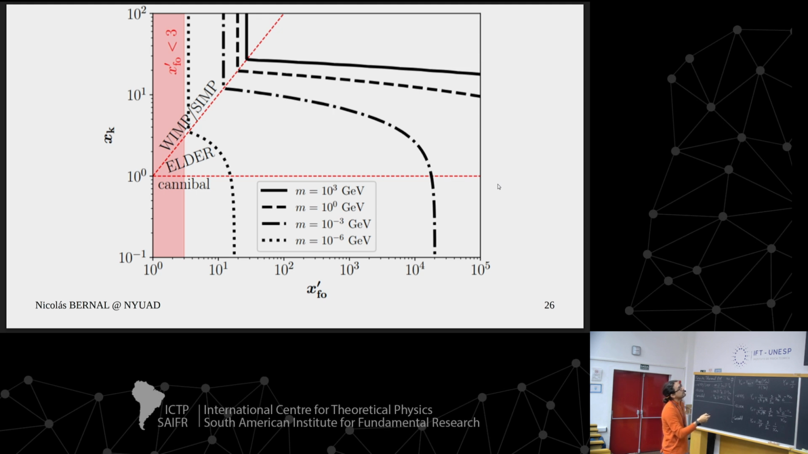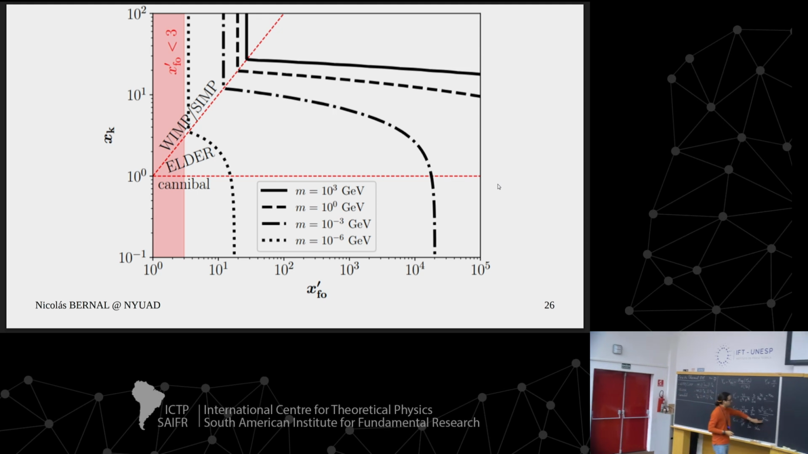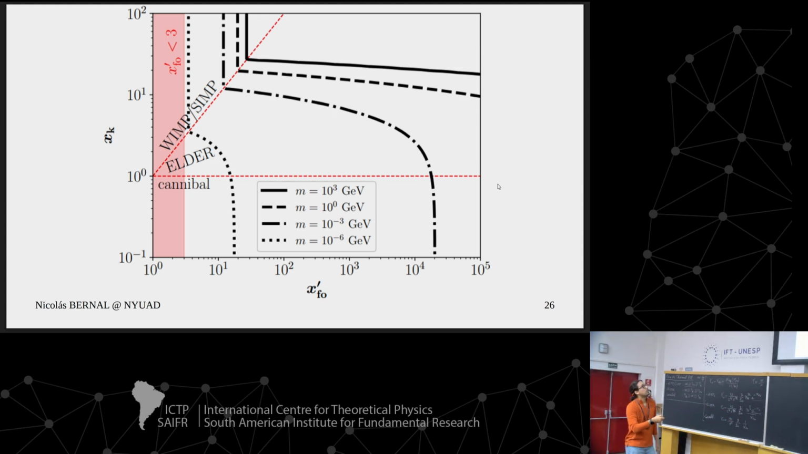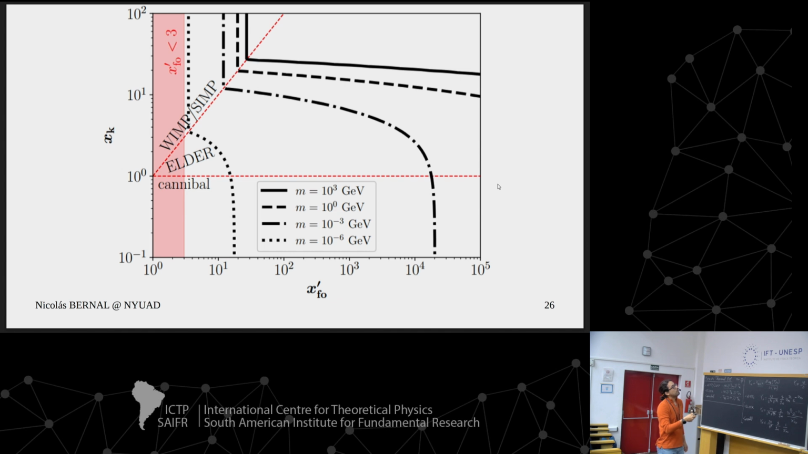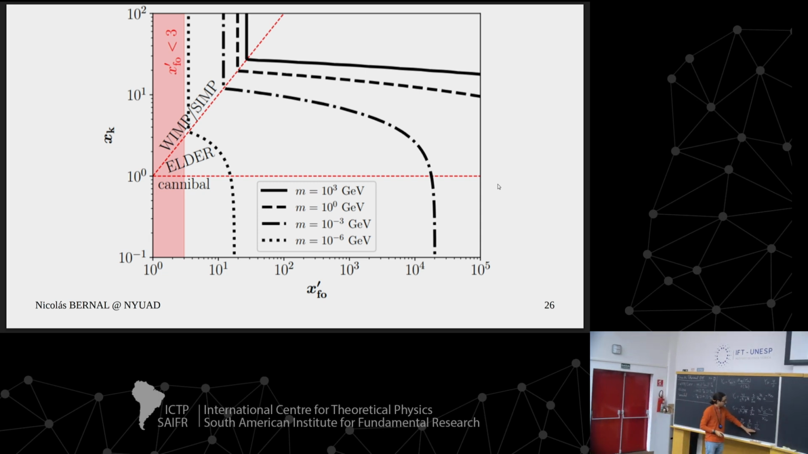It's not exactly flat, but at first approximation, it's flat, right? At first approximation, it only depends on xk. There's a small dependence on x prime freeze out, so it's kind of flat. However, if you go to big enough values of x prime freeze out, you start to lose that dependence on xk, and you enter the cannibal region where you have, again, a vertical dependence, only that it only depends on x prime freeze out, right?